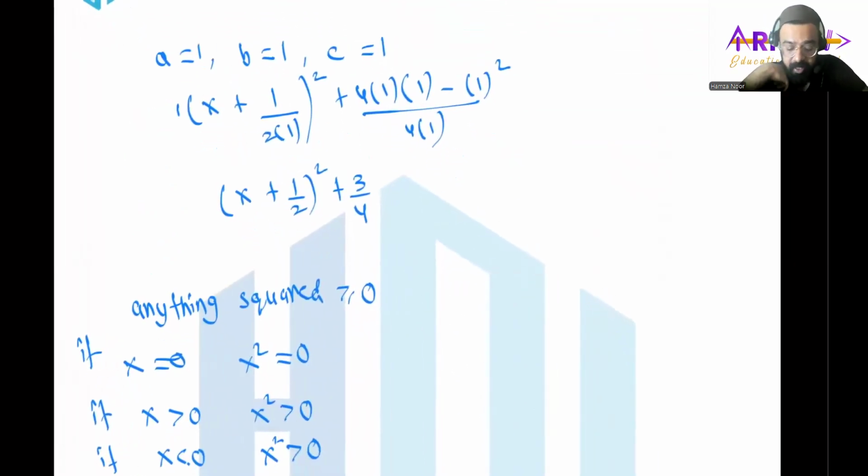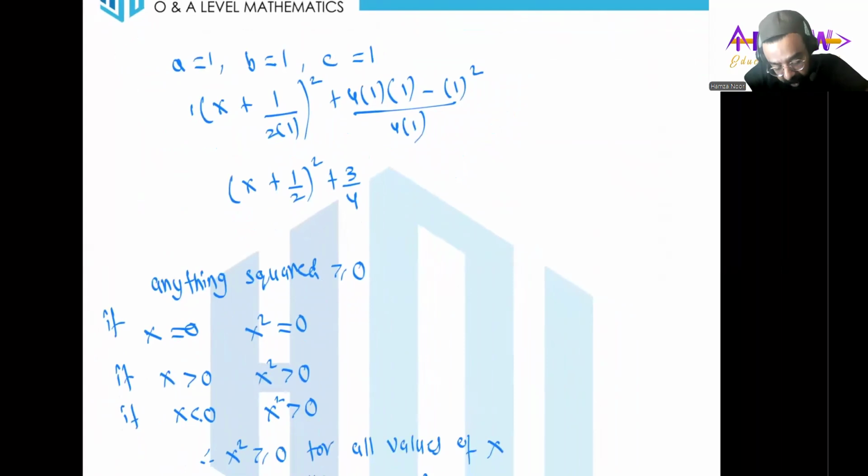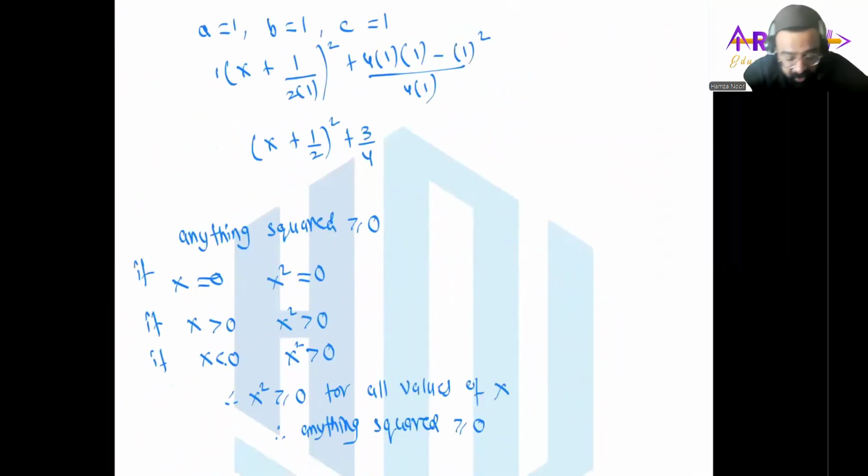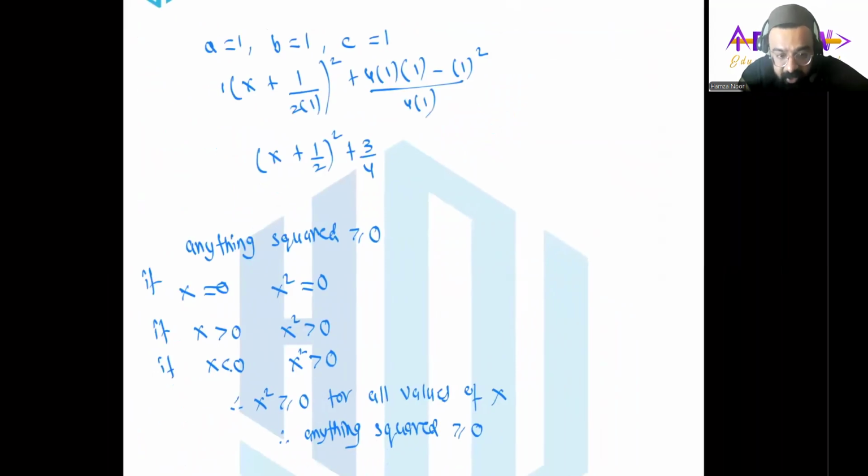Okay, so as you have been studying since P1, and you have applied this in P2 as well, anything that is squared is always greater than or equal to 0. Anything that is squared, if you square any number, it is always greater than or equal to 0.